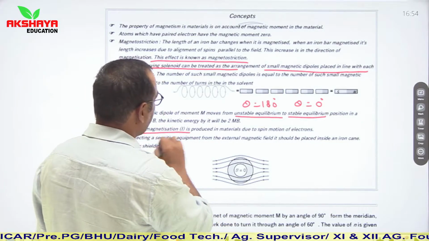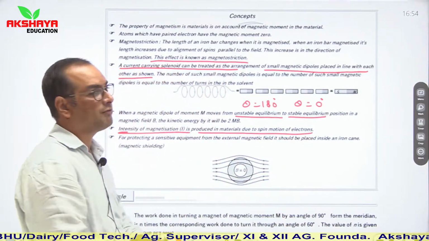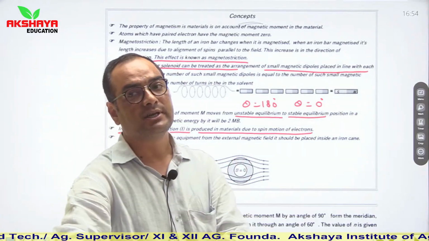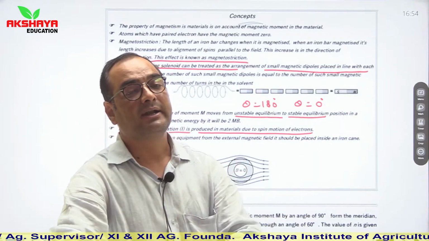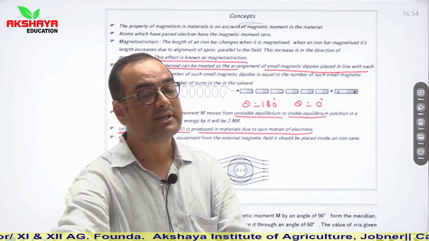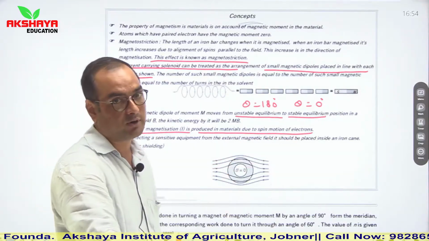Now intensity of magnetization is produced in materials due to spin motion of electrons. Intensity of magnetization tells how easily a substance can be magnetized. It simply depends on the spin motion of electrons of that atom.